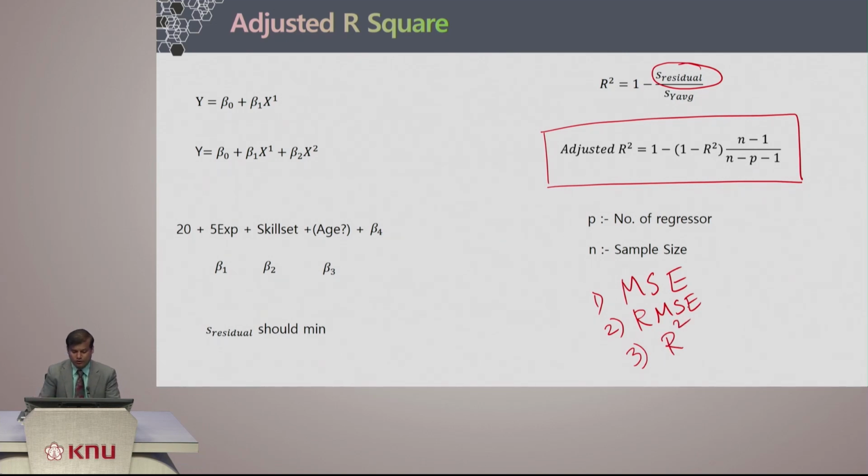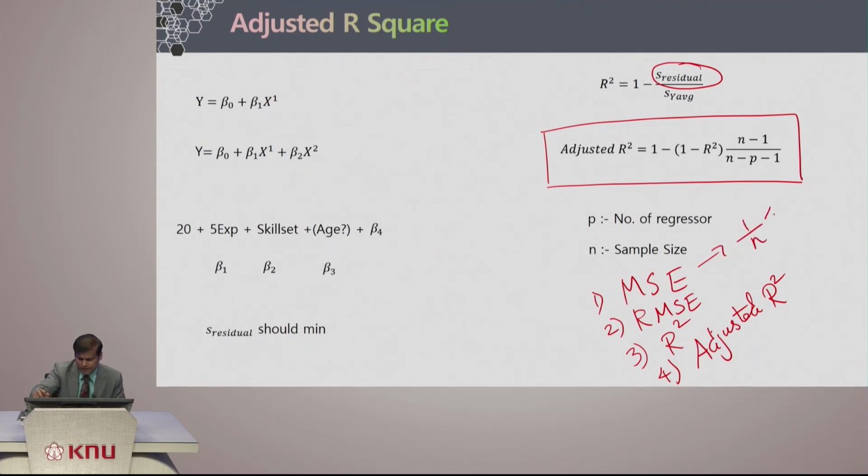R square is also called the coefficient of determination, and finally we had the adjusted R square. So these are different methods that have been used for the evaluation process, and they differ with respect to their formulas, and some of the formulas are quite simple.